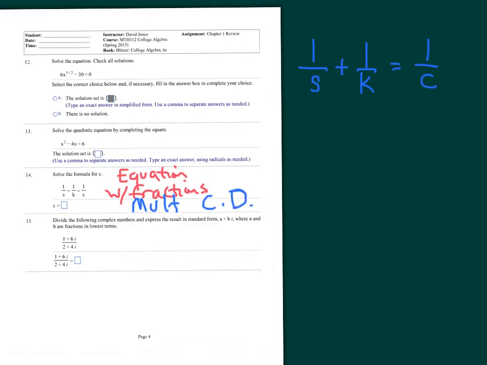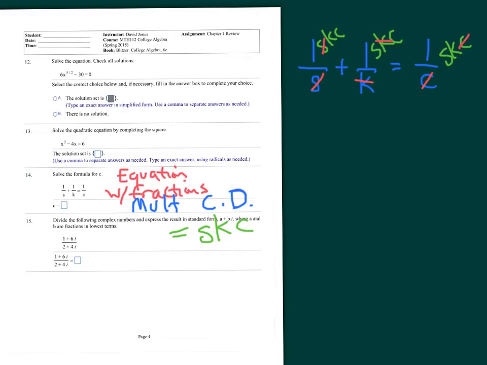In this case, we need something that s goes into, something that k goes into, and also something that c goes into. And our common denominator is going to be skc. S goes into that denominator, k goes into that, and also c goes into that. So we're going to take that times every single one of these terms. skc, skc, skc, and some things are going to reduce. The s's here are going to cancel, the k's here are going to cancel, and the c's are going to cancel. And we should be left with an equation that doesn't have any fractions.